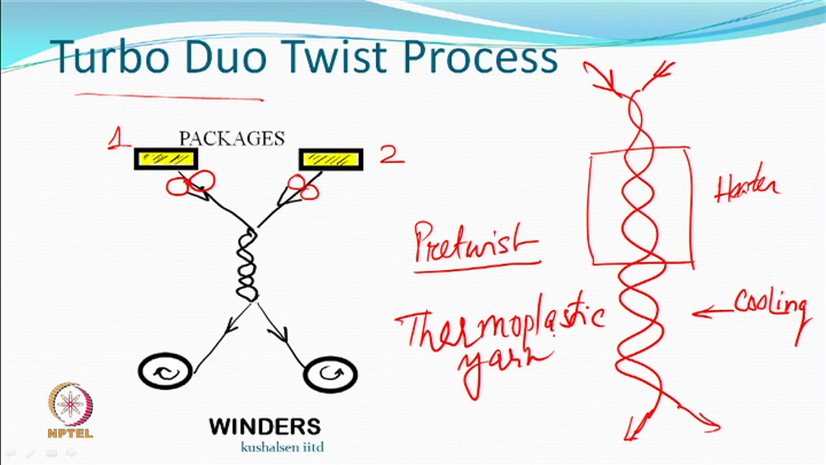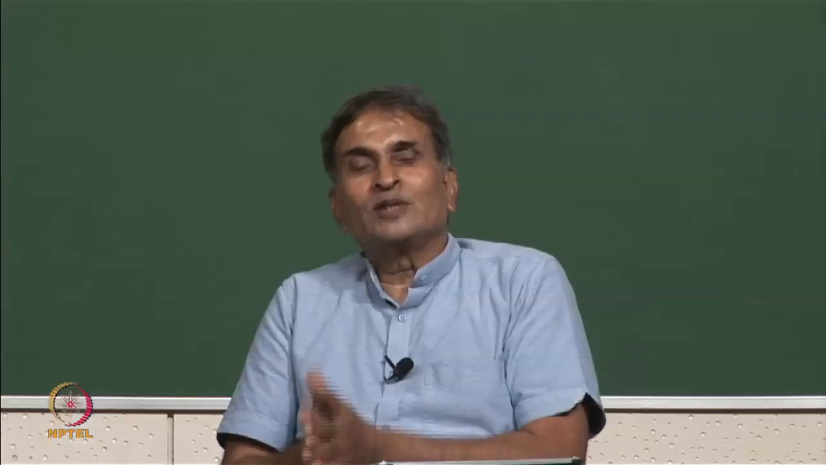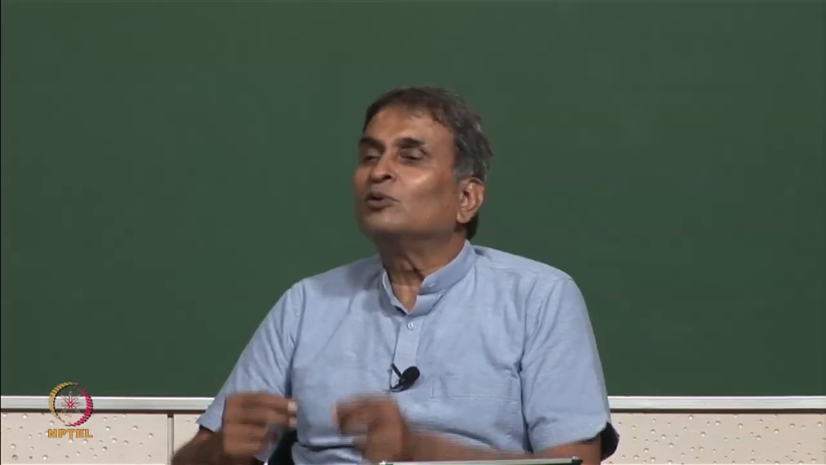So, what is the smart thing? That you have been able to twist without a twister, and using that zone, the zone could be made longer or shorter based on how much twist you have inserted. So, if you insert more twist, then it will spread.